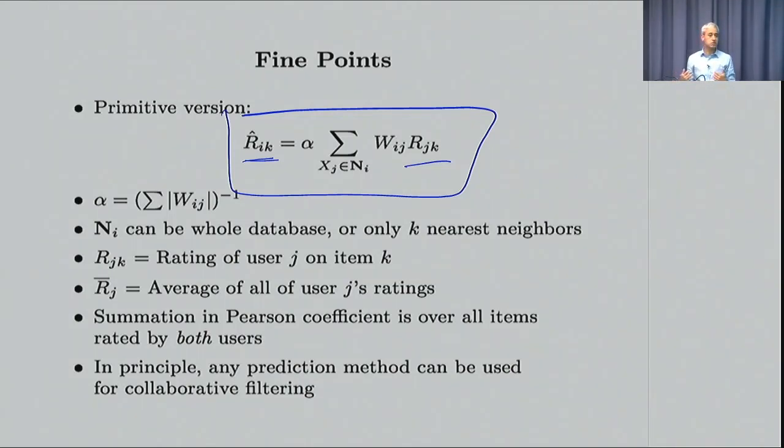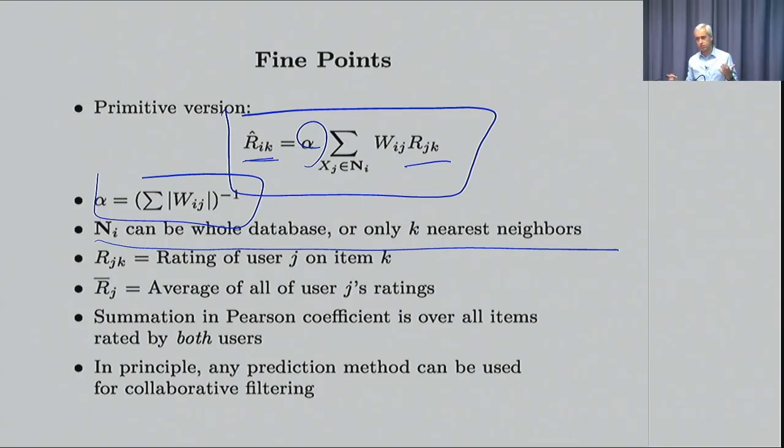Isn't this the obvious first thing to try? This is the first thing that they tried. And this was okay, but not great. By the way, the alpha, as I already mentioned, is just the sum of the absolute values of the weights, so that this thing is properly normalized. Nothing dramatic there. Also, as I already mentioned, the n in the neighbors could be the whole database or only a subset, which you could pick by cross-validation.